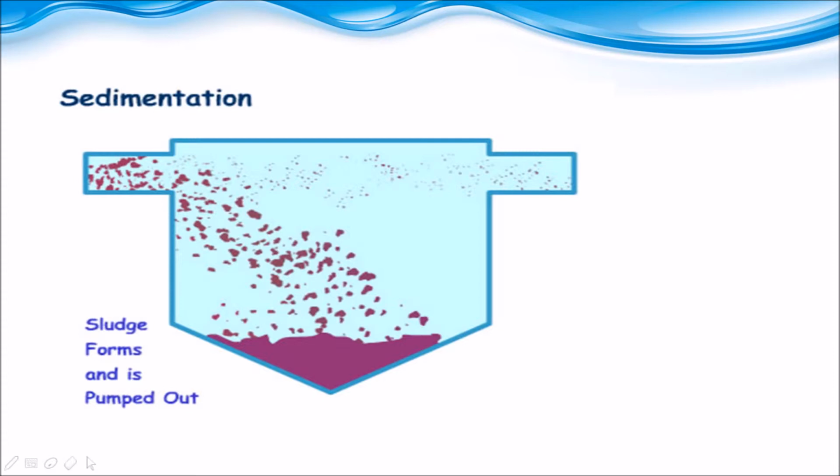Now I'm going to speak about sedimentation. Sedimentation is a process after coagulation and flocculation, and is a physical water treatment process using gravity to remove suspended solids from water. When the water enters the sedimentation tank, the heavy suspended solids will settle to the bottom of the tank. Now you can see from the example in the slides.